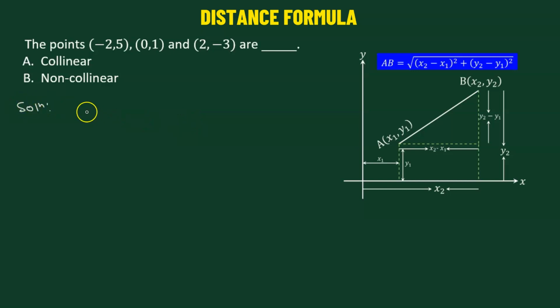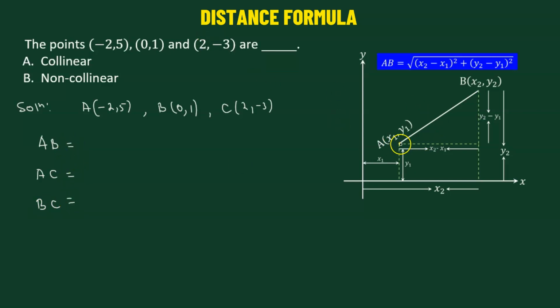We'll begin by naming each of the points: A (-2, 5). The next point, let it be B (0, 1), and the third point be C (2, -3). What we'll do is first find the distance between A and B, followed by the distance between A and C, and we'll also find the distance between B and C using the distance formula. The distance formula is specified here.